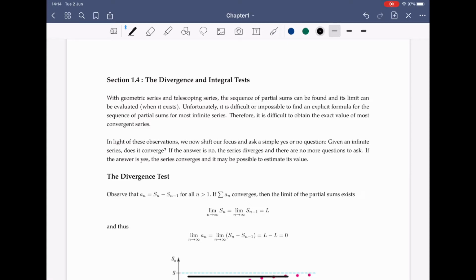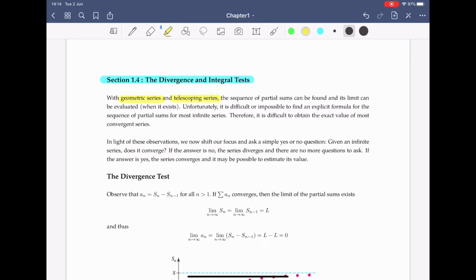Hi students, in this video we are going to start section 1.4, the divergence and integral tests. So let's first take a step back and review what we have done in section 1.3. In section 1.3, we learned geometric series and telescoping series. Those are two specific forms of series that are easy to evaluate.